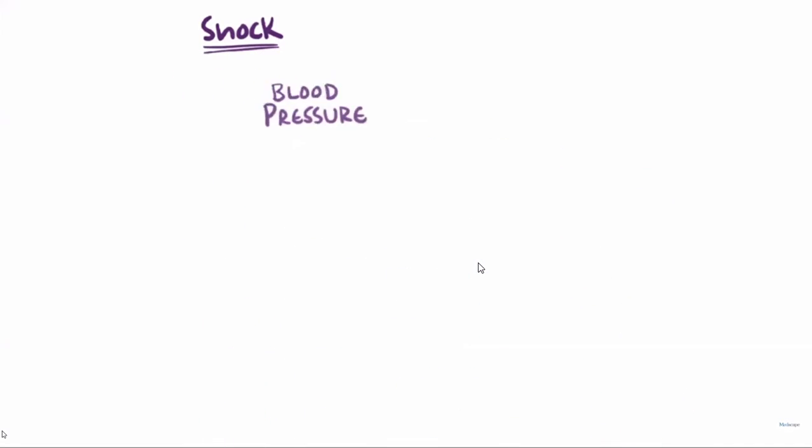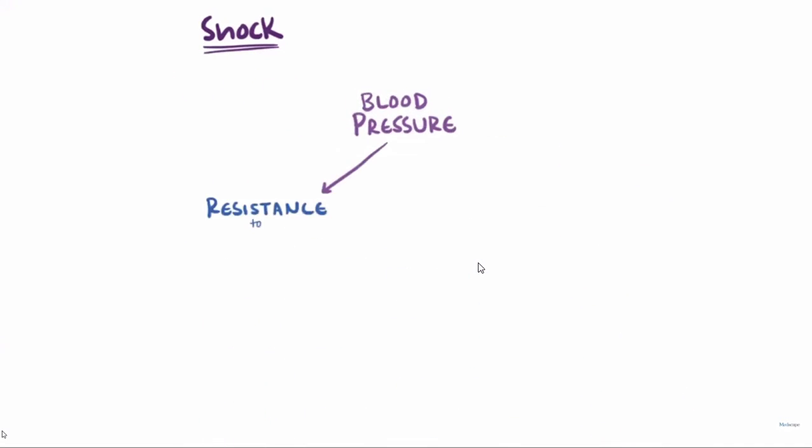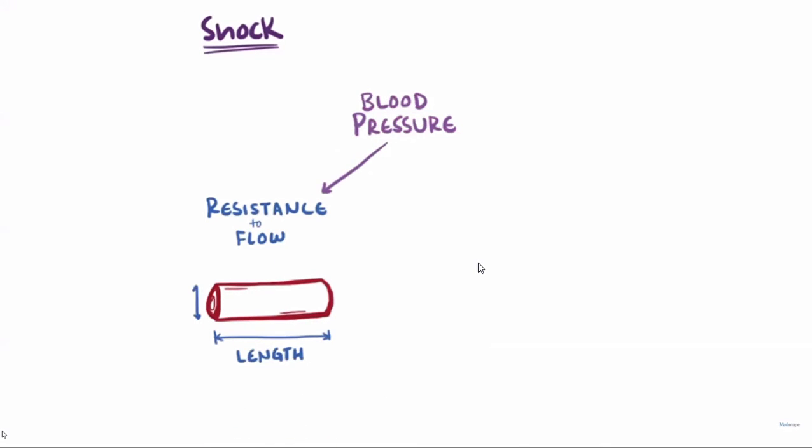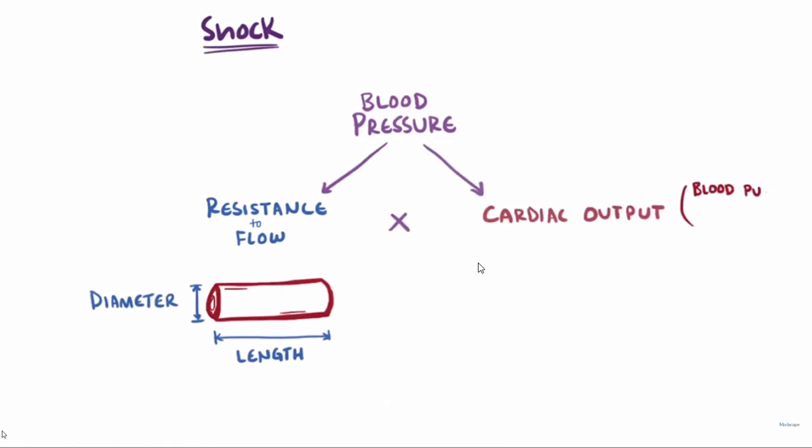Now, blood pressure is determined by two components: the resistance to blood flow in the blood vessels, things like vessel length, blood viscosity, and vessel diameter, and the cardiac output, which is the volume of blood pumped by the heart through the body per minute.